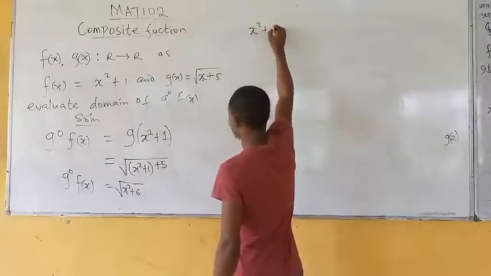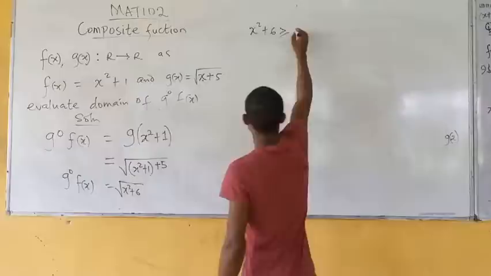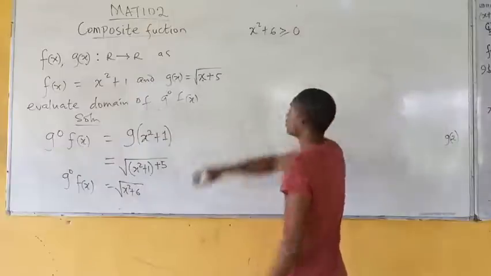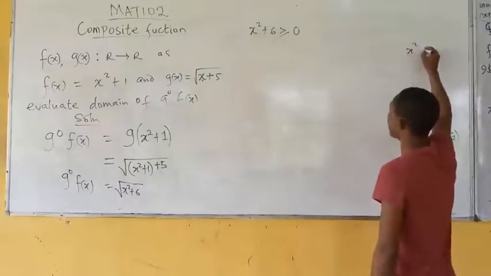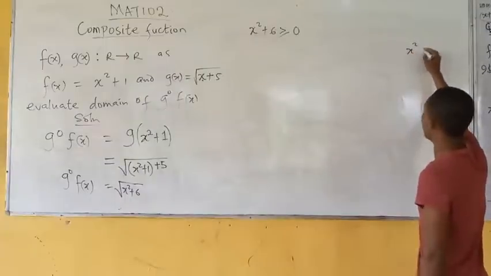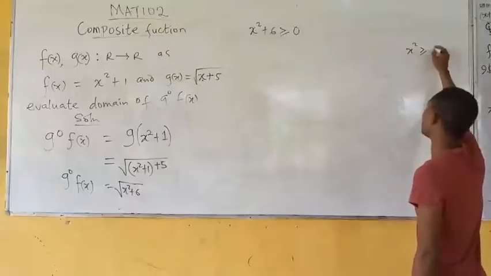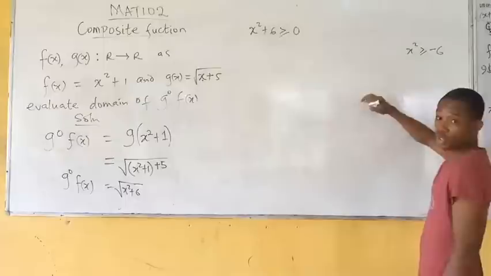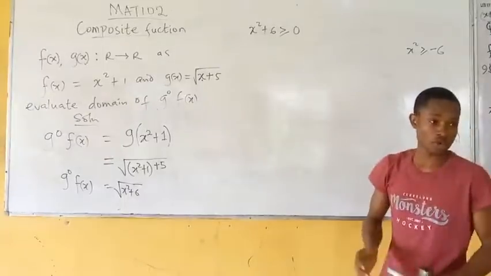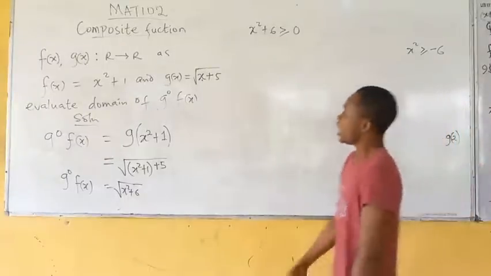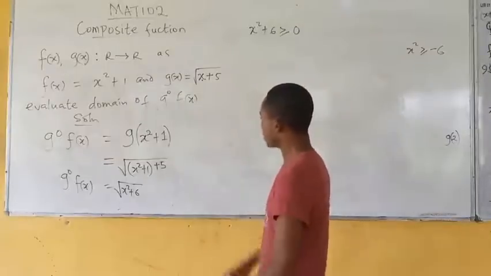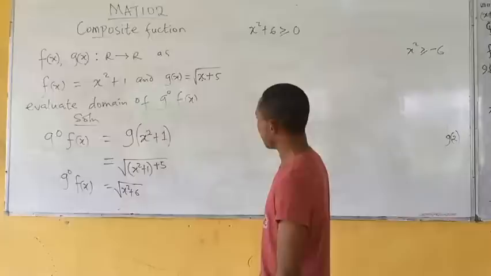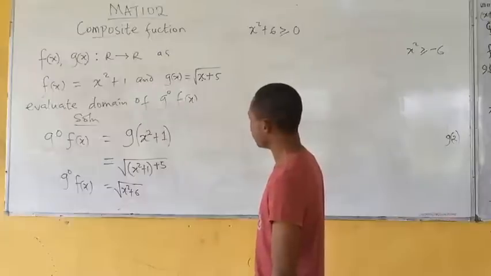Set x squared plus 6 to be greater than or equal to 0. Now this is where I say there is going to be a problem. If I move this, x squared is greater than or equal to minus 6, is that not so? You can't take the square root of that thing, true or false? You can't, so that's the problem. And on the basis of that problem, I may wish to make some adjustments to this question.